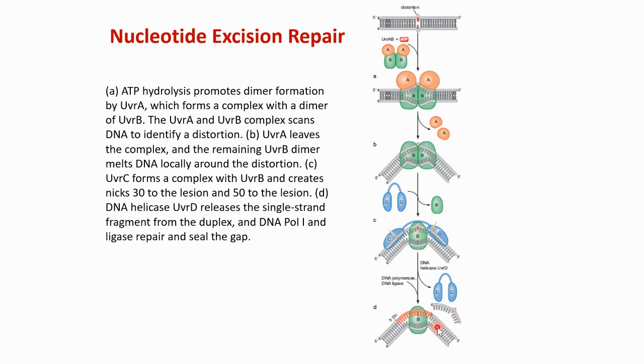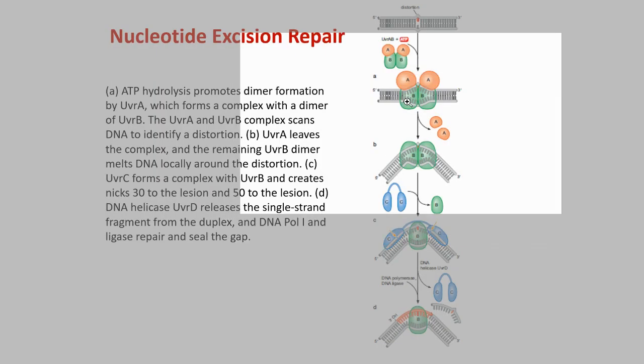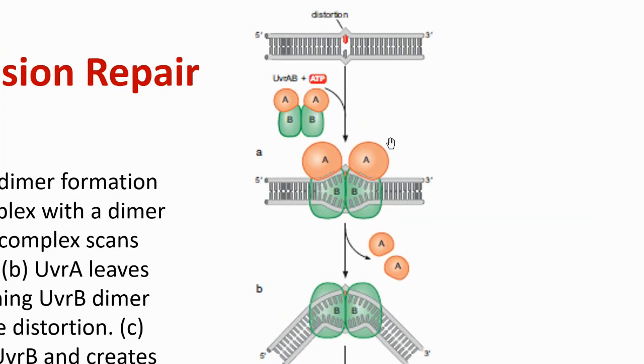Next is the nucleotide excision repair mechanism. The nucleotide excision repair mechanism involves four different types of enzymes. These enzymes are UvrA, UvrB, UvrC, and UvrD. UvrA protein along with UvrB scans the DNA, and during scanning, if they find any distortion due to a thymine dimer, they stop at that particular position. UvrB protein increases the specificity of UvrA protein in recognition of the thymine dimer.